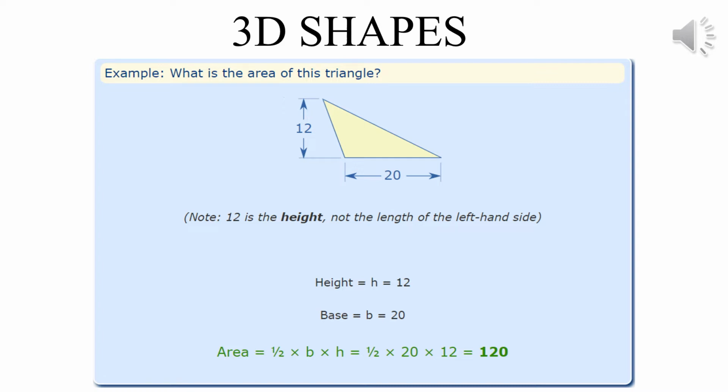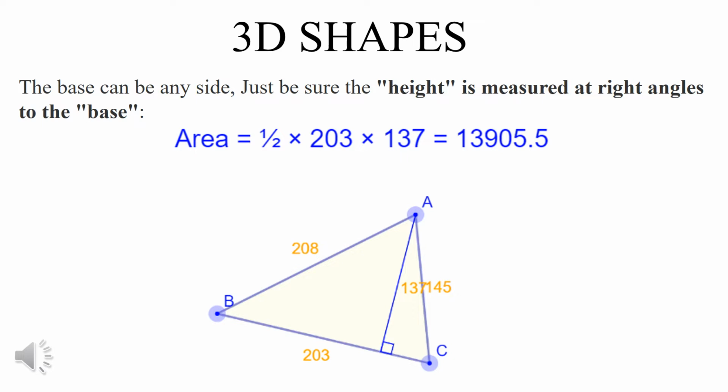Example: what is the area of this triangle? Note: 12 is the height, not the length of the left-hand side. Height is H = 12. Base is B = 20. Area = 1/2 times B times H = 1/2 times 20 times 12 = 120. The base can be any side. Just be sure the height is measured at right angles to the base.